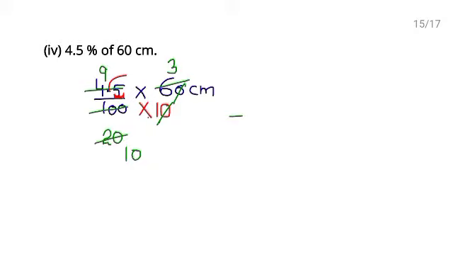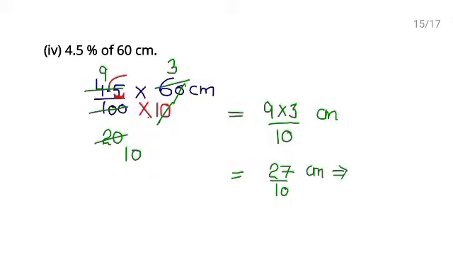So what do you have now? In numerator you have 9 multiply 3 and in denominator you have just 10, which is in centimeter. 9 3s are 27 upon 10 centimeter. In denominator you have power of 10. So simply write 27. In denominator there was only 1 0. So put decimal before one digit. Right here. So this is your answer, 2.7 centimeter.